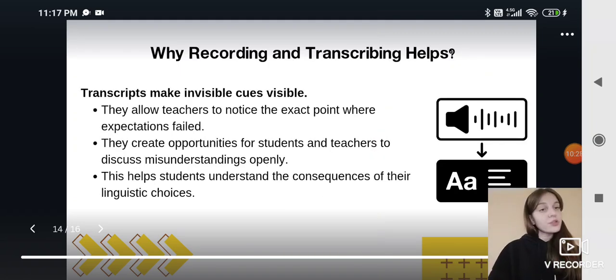And during this process, why can recording and transcribing help? Transcripts make invisible cues visible, allowing teachers to notice the exact point where expectations failed. They create opportunities for students and teachers to discuss misunderstandings openly, and this helps students understand the consequences of their linguistic choices. So a teacher can use transcripts, and this makes things easier to see.